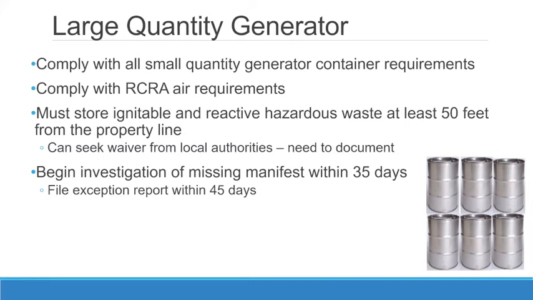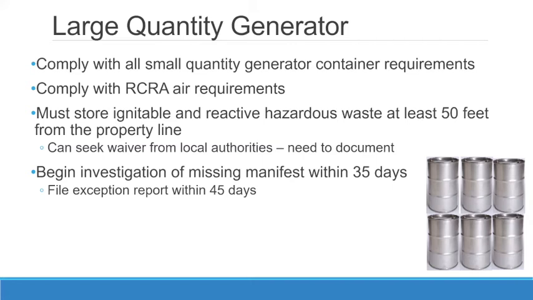And RCRA air is broken down into 3 parts. Subpart A is basically process vents from distillation columns and fraction units, thin film evaporators, solvent extractors, and strippers, where they have an average annual total organic concentration of greater than or equal to 10 parts per million by weight. It would be very unusual to have an LQG subject to subpart A or subchapter AA.